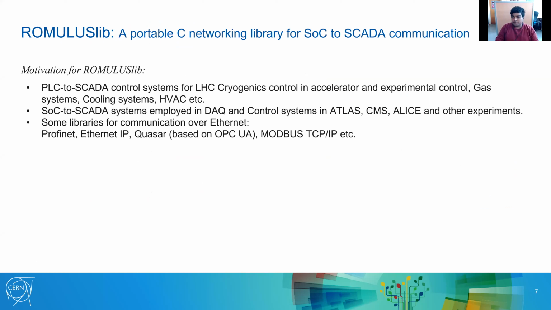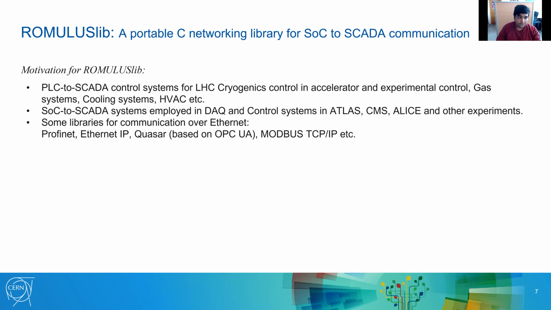At CERN, we use different kinds of control systems, including the PLC to SCADA-based control system, which are widely used in cryogenics control for accelerators, for cooling systems, for HVAC, and so on. And also the SoC to SCADA-based systems are employed in DAQ and control systems in different detectors such as ATLAS. And some libraries also exist for this.